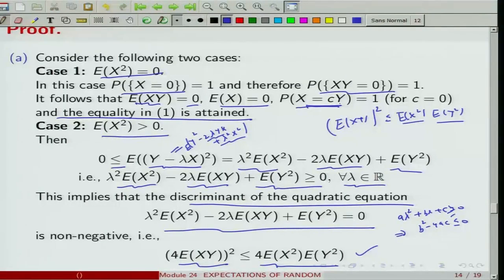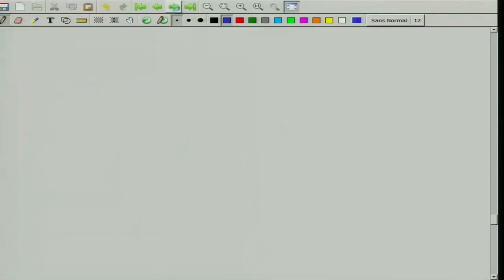Sorry, this should not be 4, this should be 2 in b square. So, 2 times expected value of XY is the b. So, now this 2 square is 4, that gets cancelled with this, and you get the Cauchy-Schwarz inequality.